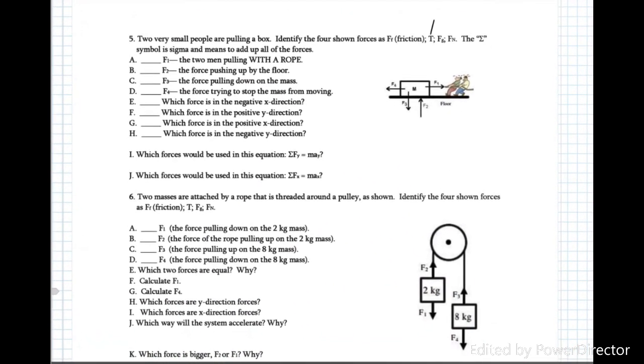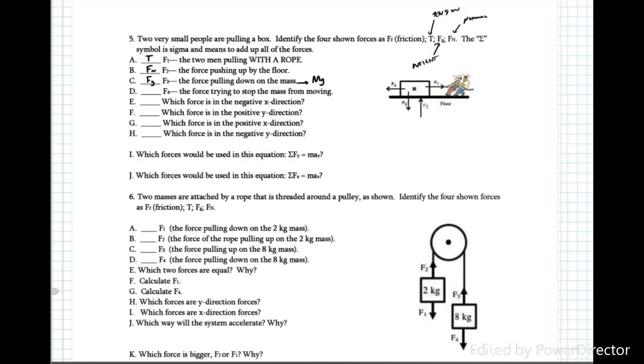All right. Question 5 with the tiny people pulling on the box. So we know that T is for tension, Fg is for weight, Fn is for normal force. So let's go through this. F1 is the force of the two men pulling with the rope. F1 with the rope is going to be tension. The force pushing up by the floor, that is the normal force. F3, the force pulling down on the mass, the gravitational force.